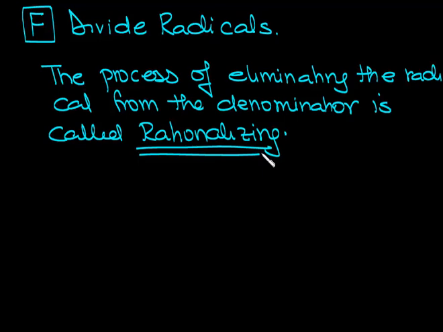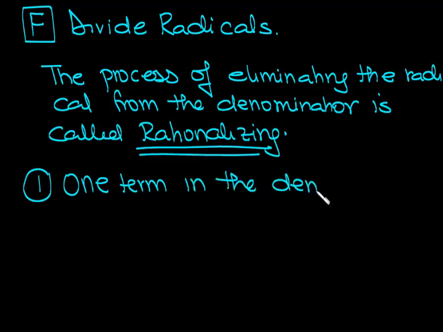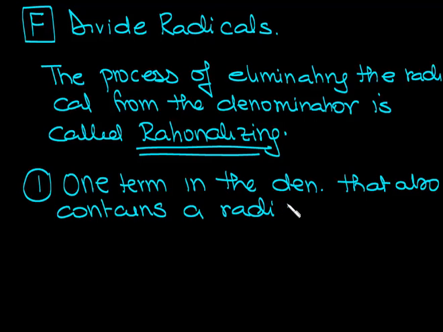Okay, so there are two ways we can rationalize depending upon how the problem is presented to us. The first method is when we have only one term in the denominator, and that term also contains a radical. Okay, so that's what we want to do now.